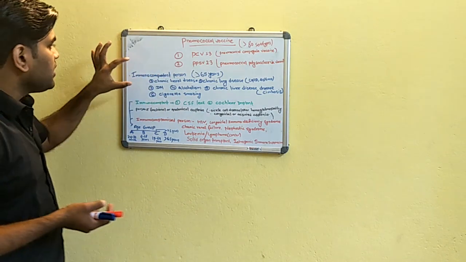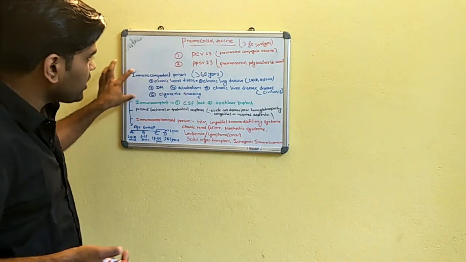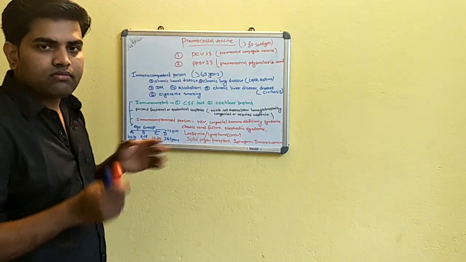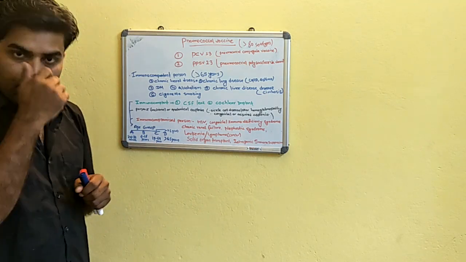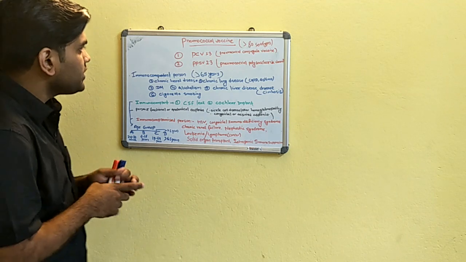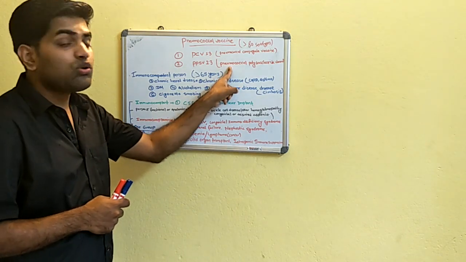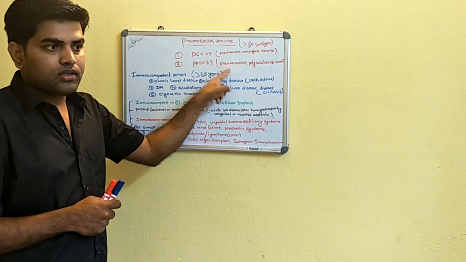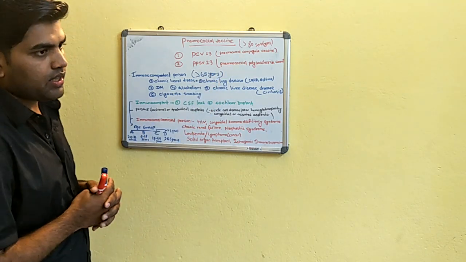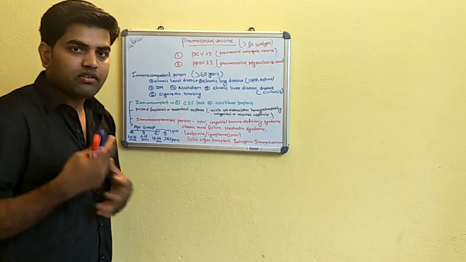So you understood the immunocompetent patient with these chronic diseases, and you have given the vaccination. Now, if somebody comes to you who has already taken the pneumococcal polysaccharide vaccine, you have to think about it. Somebody comes to you and says, Dr.